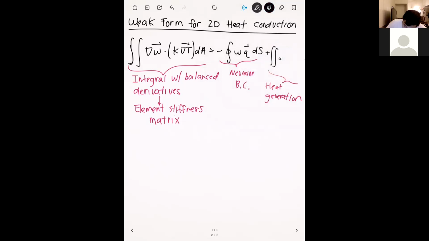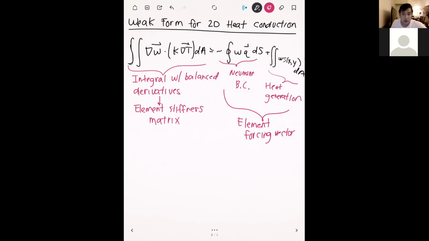And so it's W multiplied by S of X and Y dA. Okay. And so these guys in combination, the Neumann boundary condition and the heat generation term, will make it into our element forcing vector. Okay, so just like in our 1D case. Right. And so that's kind of where we left off last time.